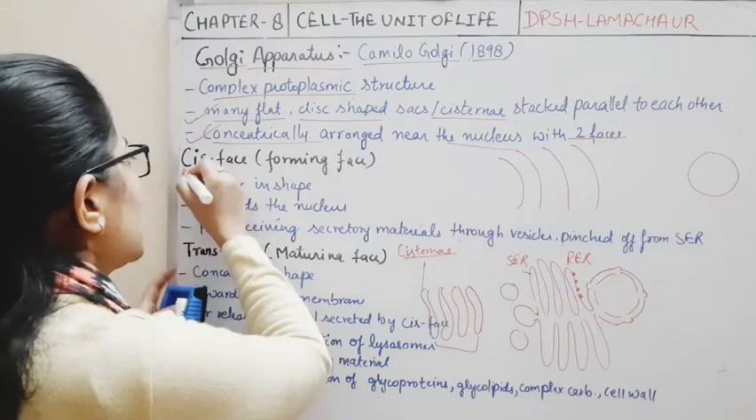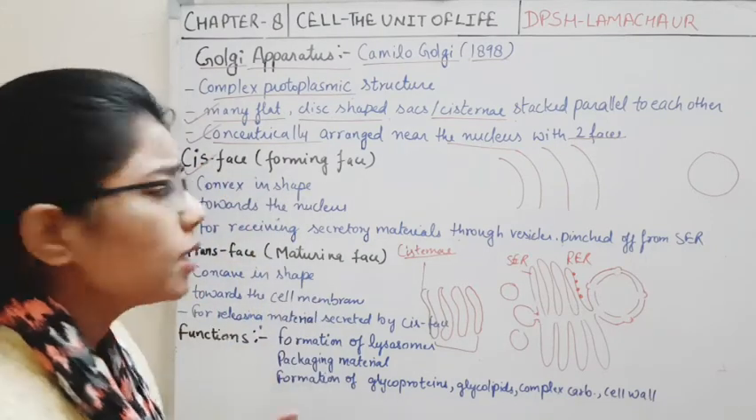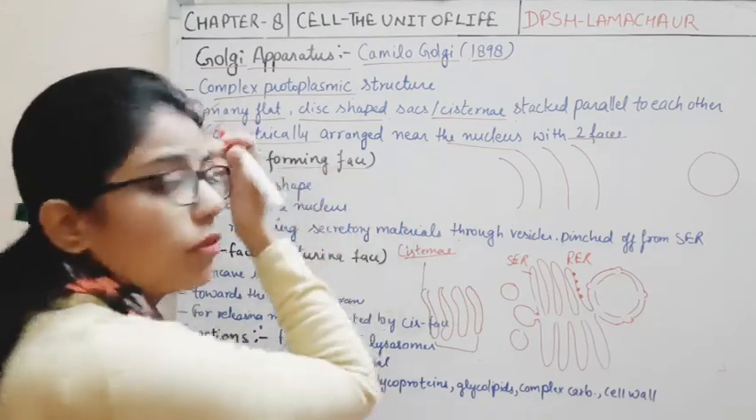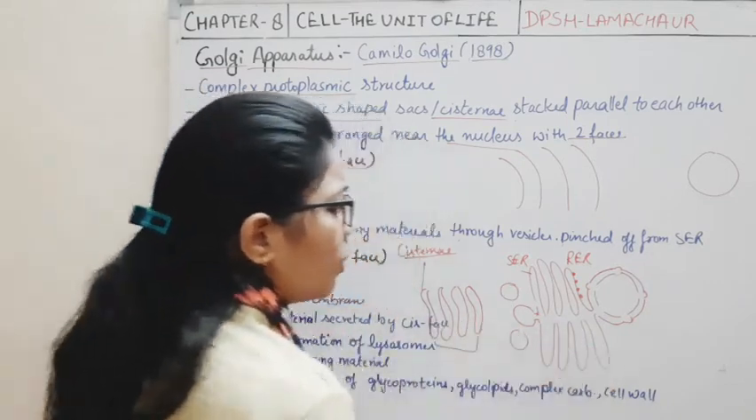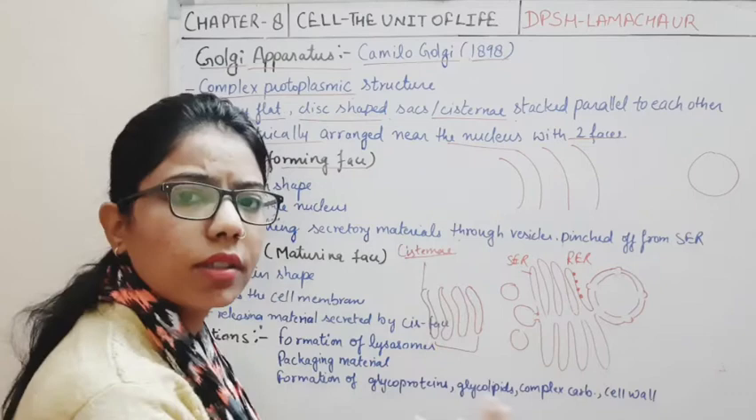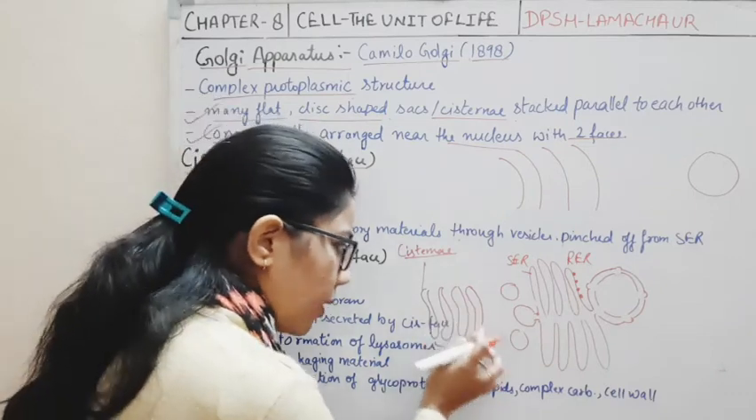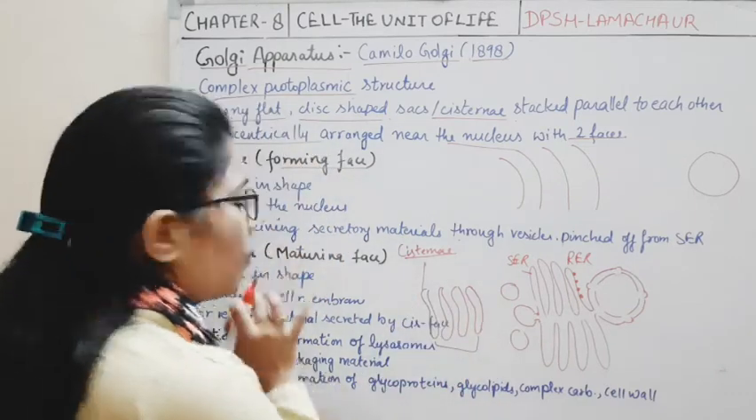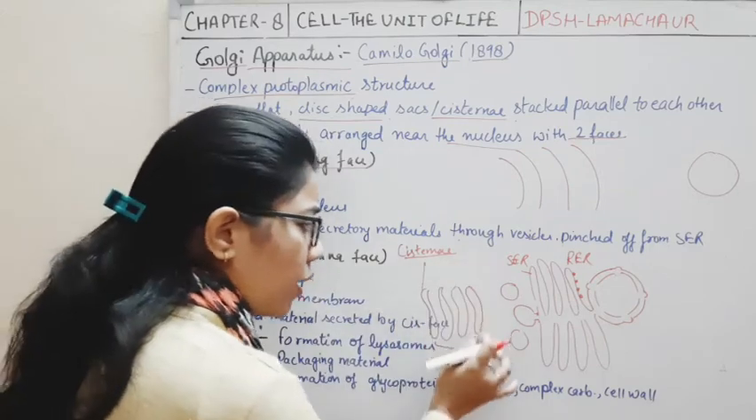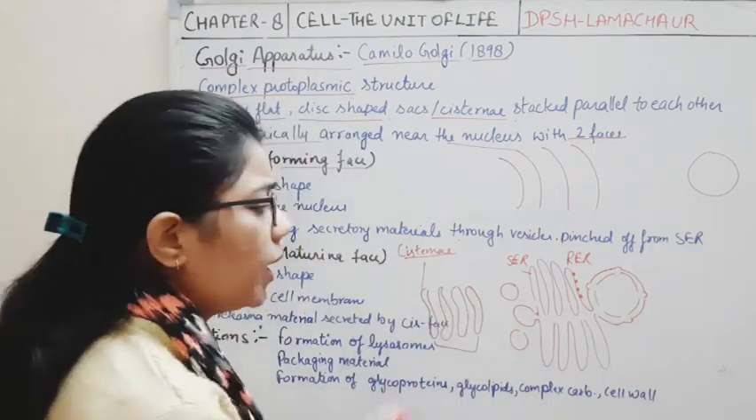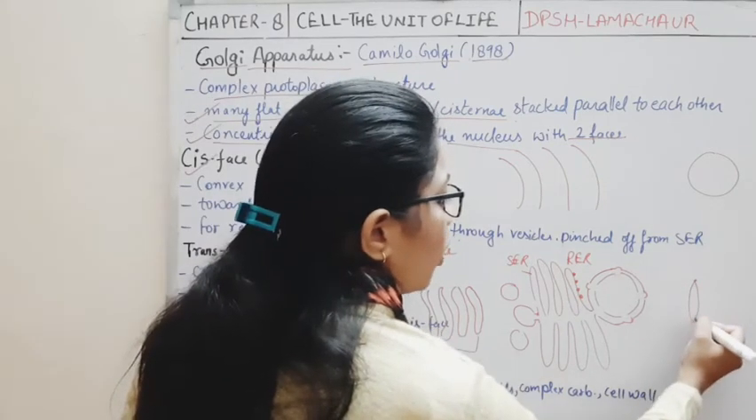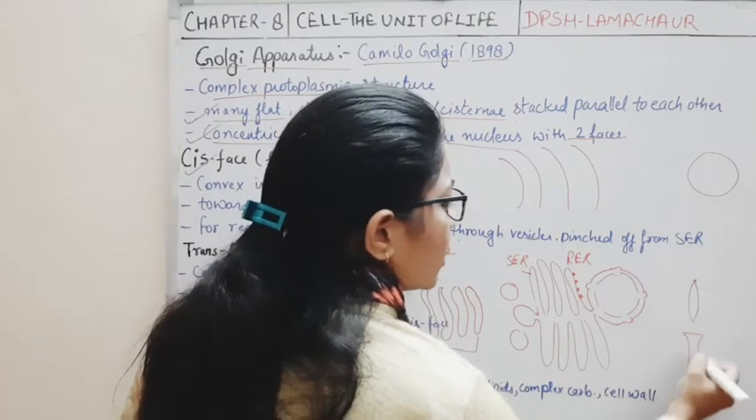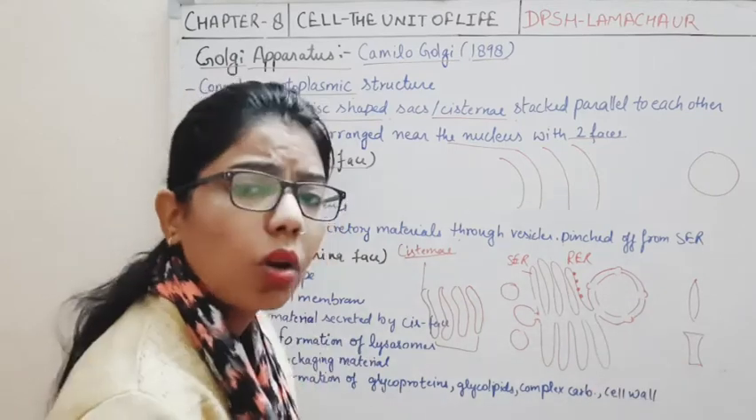The first one is the cis face, which is known as the forming face. Why forming face? The things coming from the endoplasmic reticulum move towards the Golgi apparatus, which has the cis face. And if you look at the structure of the cis face, it is convex. We know about the convex mirror and the concave mirror, like this.